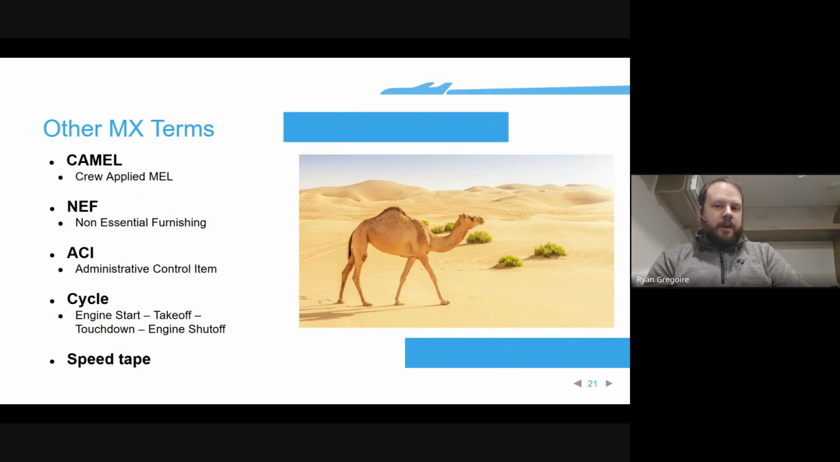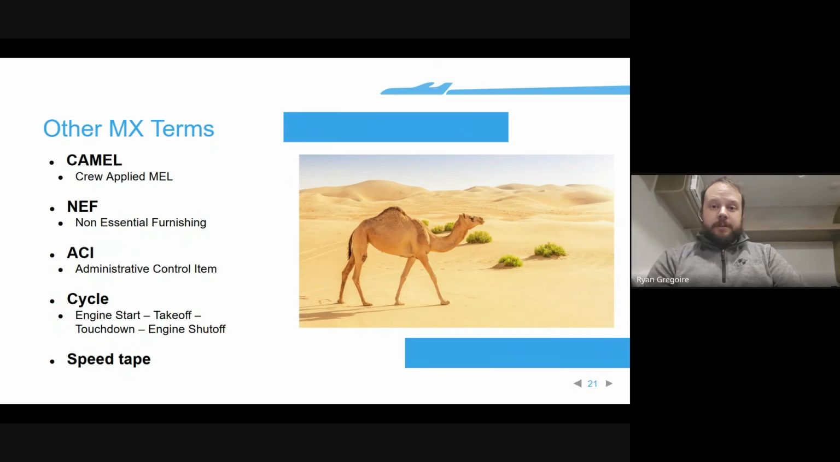Now, a little food for thought. Let's say that the ashtray in the airplane lavatory was damaged. Do you think that would be an MEL or an NEF? Sam says NEF. How's everyone feel about that? Ashtray in the lavatory. Is that an NEF? Lots of thumbs up.